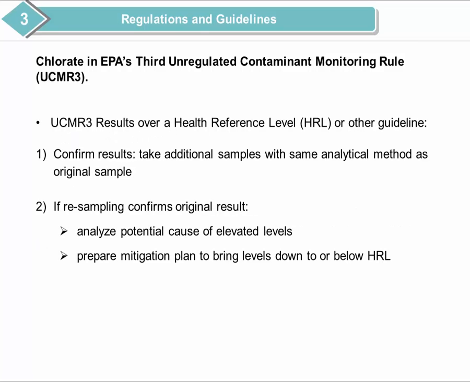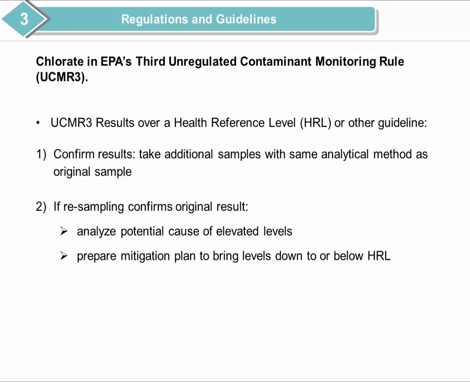if the results are over the health reference level or other guideline, the public water system is expected to take an additional confirmation sample using the same analytical method used for the original sample. In case the resampling confirms the original result, the public water system is expected to determine the potential cause of the elevated levels and prepare and implement a mitigation plan to bring levels down as low as feasible while maintaining bacterial control.